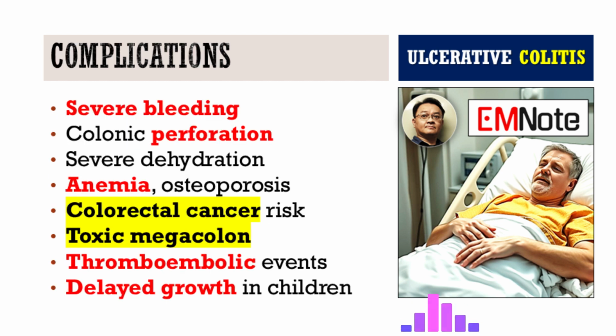Now, complications. This is critical. What are the major ones providers need to have on their radar? Absolutely critical. Severe GI bleeding is a major concern. Also, colonic perforation. Those are emergencies. Dehydration can become severe quickly. Anemia is common. Long-term, think osteoporosis, and a significantly higher risk of colorectal cancer, which means surveillance is key. And don't forget toxic megacolon, blood clots, thromboembolic events, and like we mentioned, delayed growth in pediatric patients. It's systemic. A really broad impact.